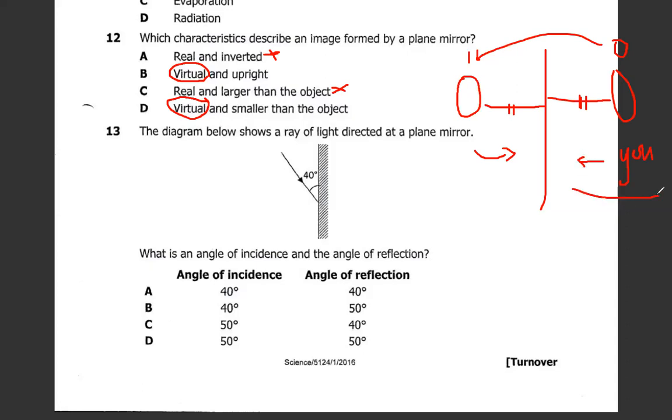As you pull yourself away from the mirror, you see that even the image starts looking smaller, because the size of the image is equal to the size of the object. And therefore, where it says it's smaller, it is wrong, but it is upright. It is upright in such a way that when you are standing here, the way the image will be seen on the other side will also show the position in which your body is. If you're standing upside down, even the image there will be seen upside down. If you're standing upright, even the image will be seen upright. So it's virtual, it's also upright. It's not real.